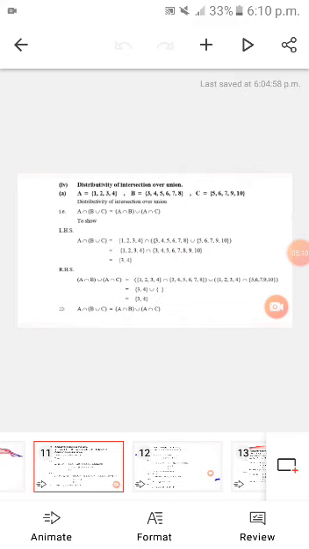Next part, distributivity of intersection over union. Here part number A, three subsets A, B, C are given. We want to show that A intersection (B union C) equals (A intersection B) union (A intersection C). Just put the elements of the three subsets A, B and C and solve it. Left hand side and right hand side results are equal.